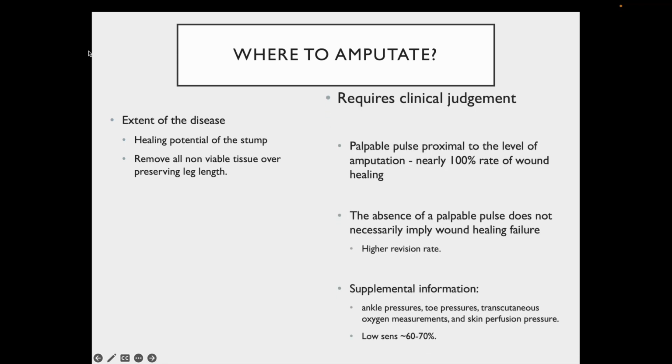There are some parameters to indicate where to amputate. For example, if there is a palpable pulse proximal to the level of amputation, this is associated with nearly 100% rate of wound healing. The absence of a palpable pulse does not necessarily imply that the wound will not heal, but it is associated with a higher revision rate. We can also look at supplemental information, for example, ankle pressures, toe pressures, transcutaneous oxygen measurement, and skin perfusion pressure. However, they tend to be of low sensitivity. In the end, it all requires clinical judgment.